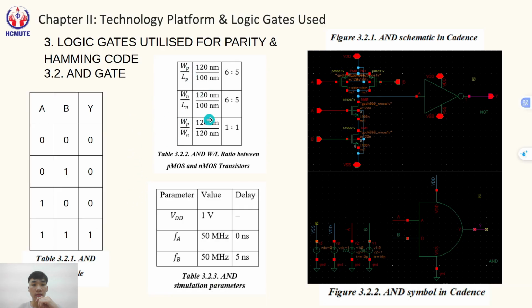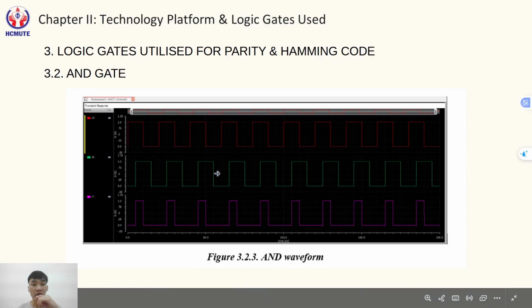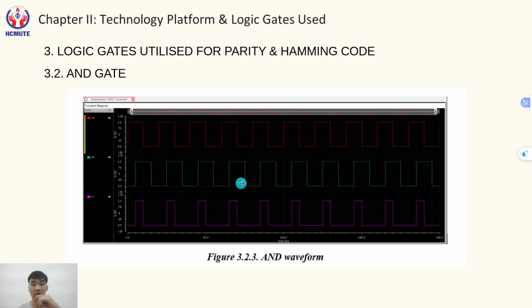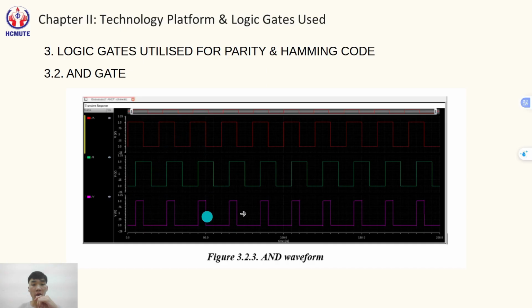And here are the width over length ratios of the transistors with the simulation parameters. This configuration ensures a balanced rise and fall time, optimizing the propagation delay. The waveform perfectly matches the truth table. The output Y goes high only when both inputs are 1, and for all other input combinations, Y remains 0.